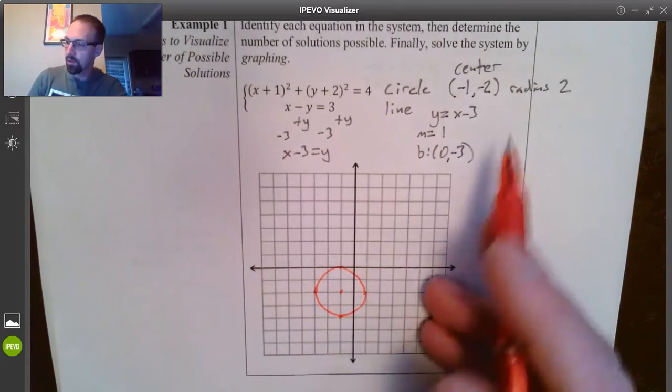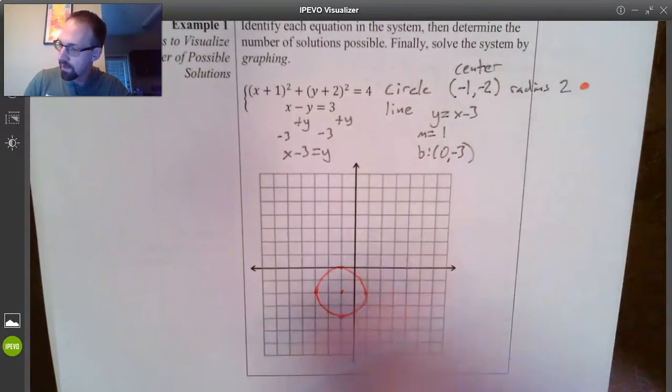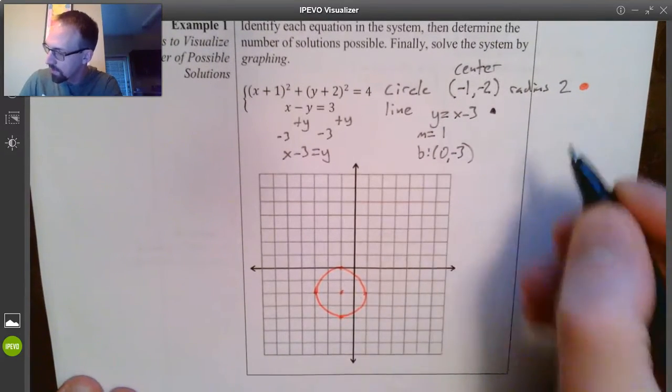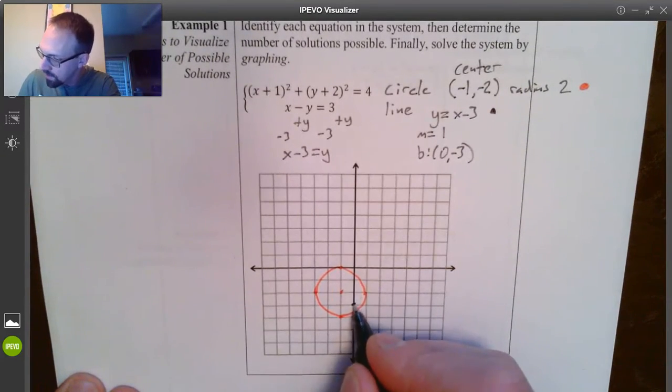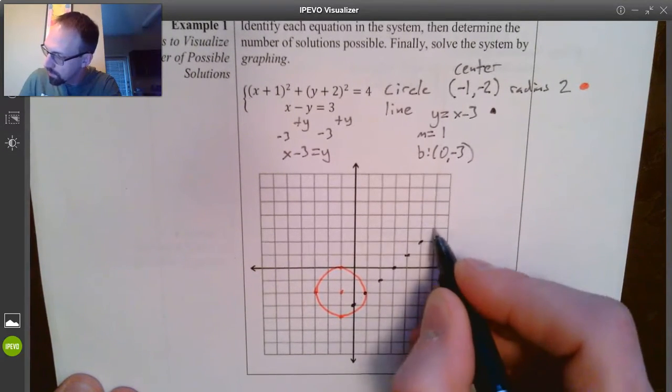And then the equation of the other one, so the circle was in red. So then in purple, again, I'm hoping that you can see the difference here. x minus 3 is here. So then I'm going to have points. My slope is 1 over 1.